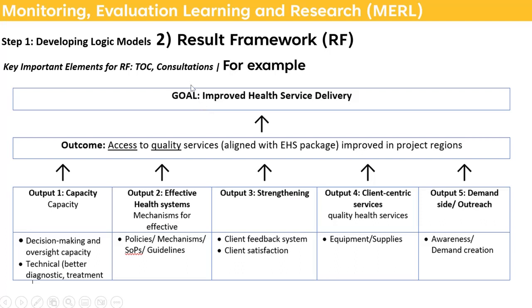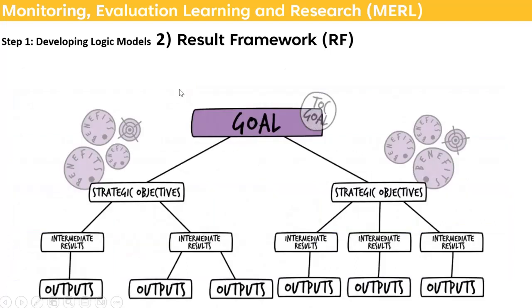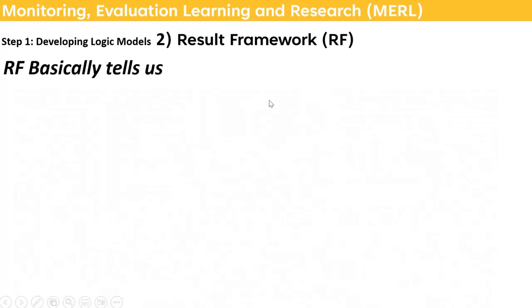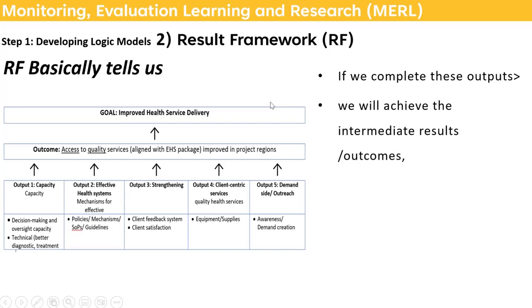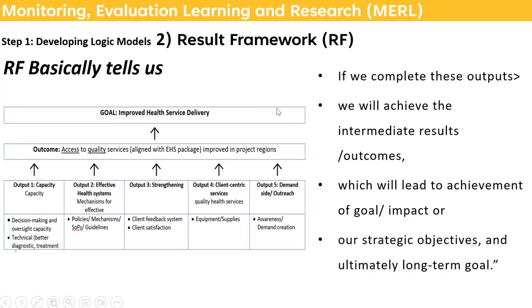Different organizations use different templates. We will be discussing all those templates. You can see this type of results framework is also developed here. They have designed their outputs, then the intermediate results, then different intermediate results contribute to different strategic objectives, and then different strategic objectives contribute to the goal. So basically the results framework tells us what the goal is, what the outcomes are. If we complete these outputs, we will achieve the intermediate results, the outcome, which will lead to the achievement of the goal, impact, or our strategic objective, and ultimately the long-term goal.